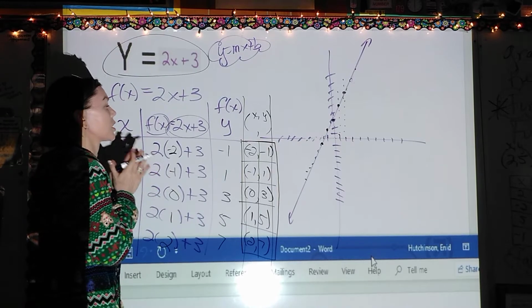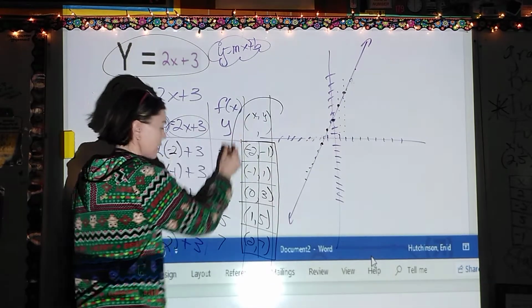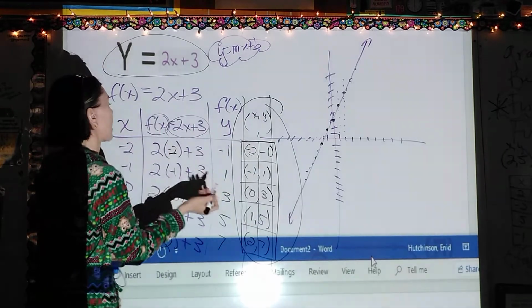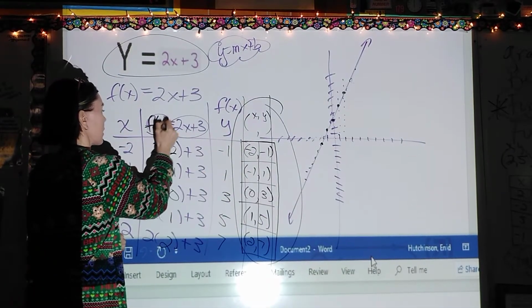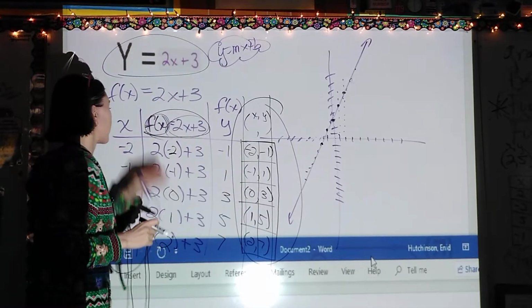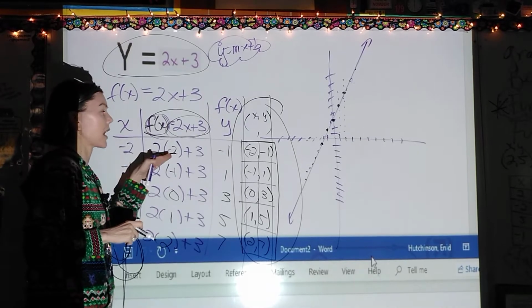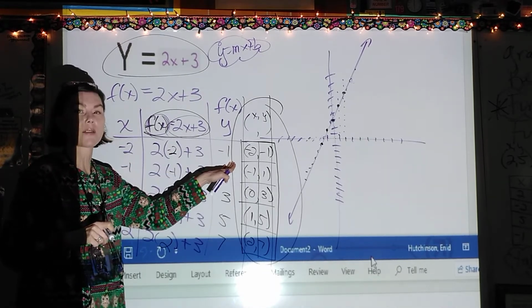I just want you to know that the reason why we call it f of x, the function of x, is that for every x value, you put in the x value and you get out your y value result.